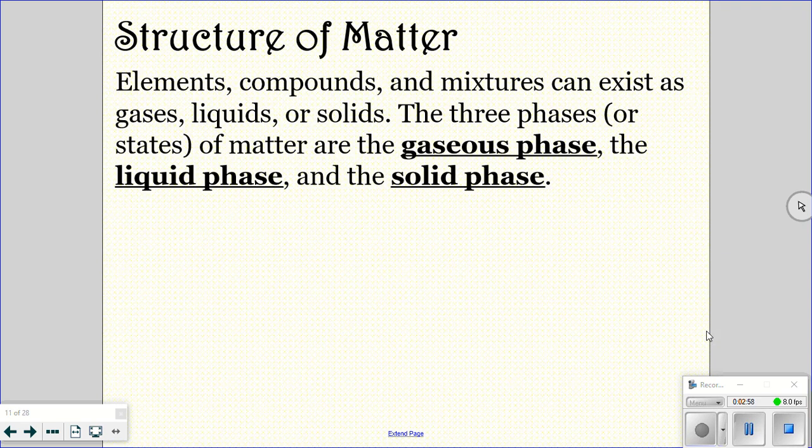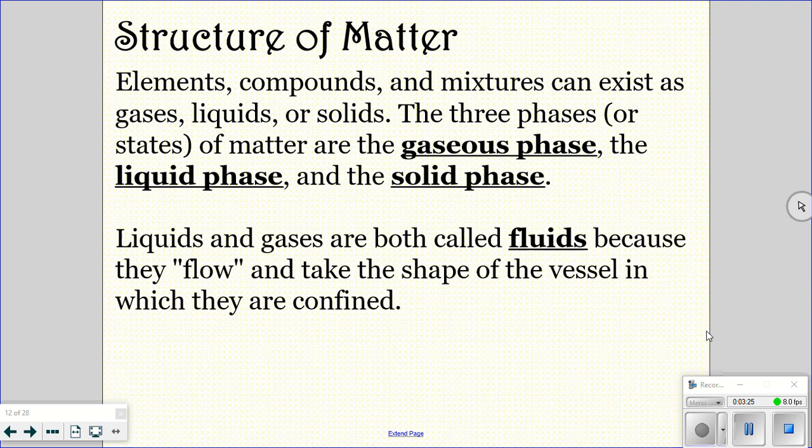Elements, compounds, and mixtures can exist as gases, liquids, or solids. The 3 phases or states of matter are the gaseous phase, the liquid phase, and the solid phase. So water, as a gas, evaporates into the atmosphere. As a liquid, it's the water that you would drink, and as a solid, it's the ice that you might put in your drink.